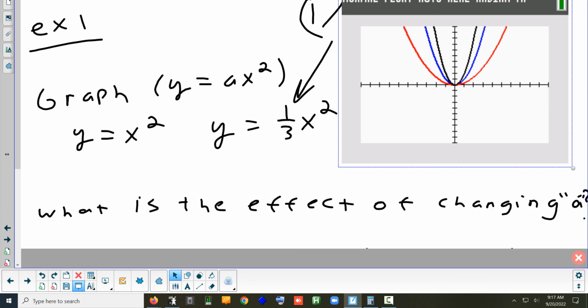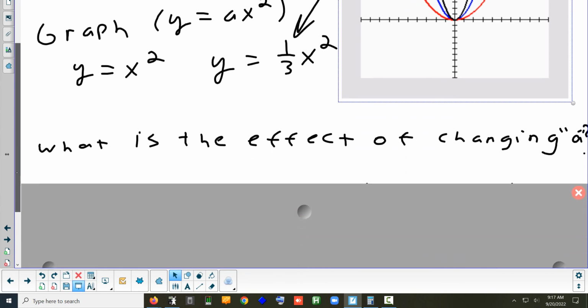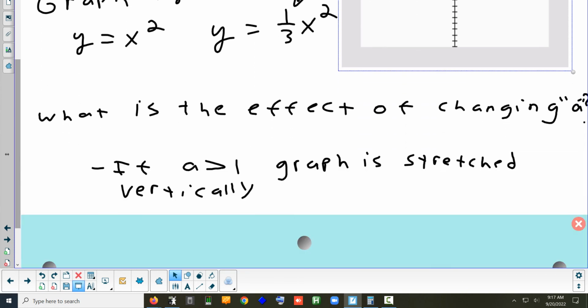All right, so what is the effect of changing A? It causes the graph to stretch or compress vertically. Depending on what A is, we'll control how much it stretches or compresses. If A is greater than 1, that's the case where the graph will stretch. The bigger the number, the more stretch you get. So if A was 10, it would stretch it even more.